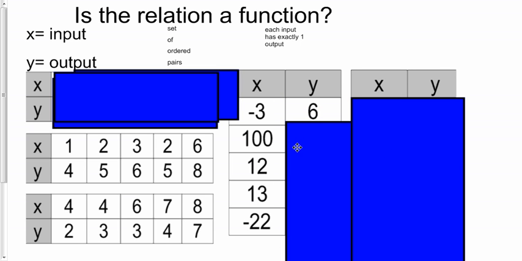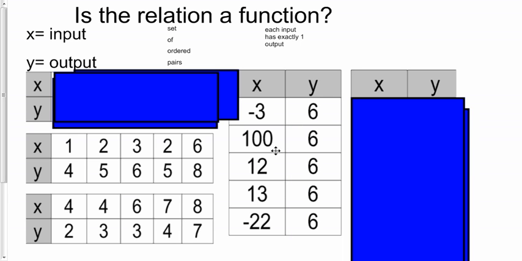When I put a -3 in, it's going to get me a 6. When I put in 100, it's going to get me a 6. When I put in 12, it's going to get me a 6. It looks like this function rule, as silly as it is, is no matter what the number is, make it 6. So if I put in 1200, it's probably going to get me a 6 most likely. But because the x's did not repeat, it is a function.